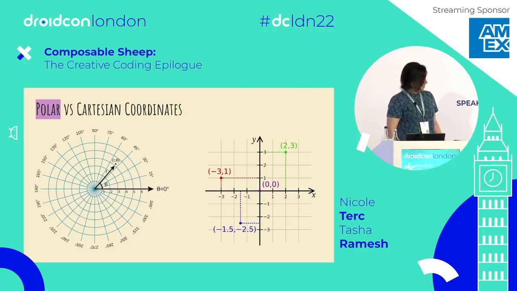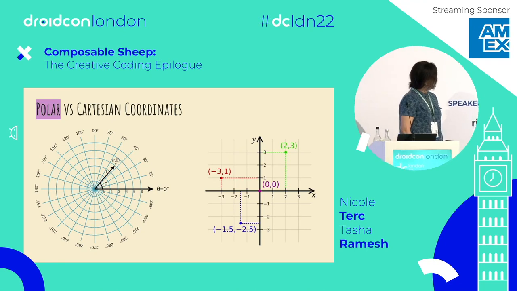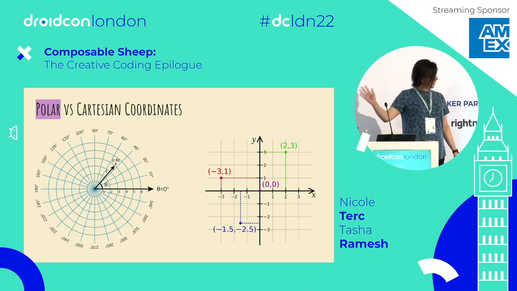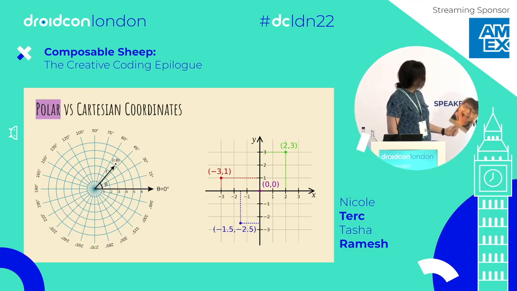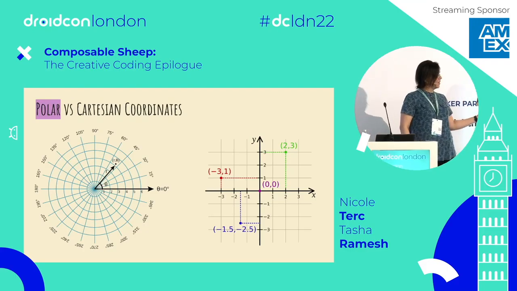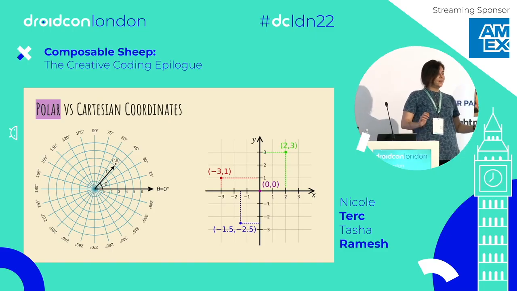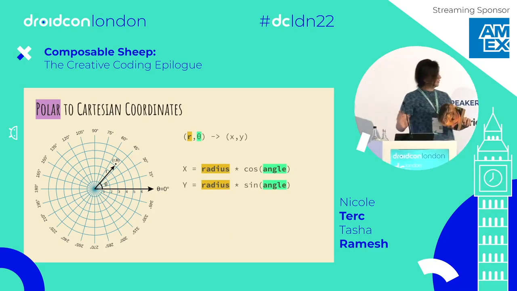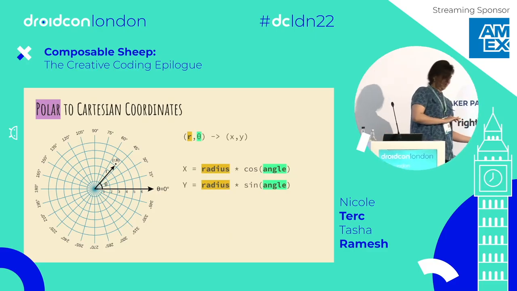The main difference between polar and Cartesian coordinates is that instead of using x and y to represent a point, polar coordinates use a radius and an angle to represent a point in a circular plot. Don't worry, we're not going to go further than this. The only thing you need to know is how to translate polar coordinates to Cartesian coordinates.